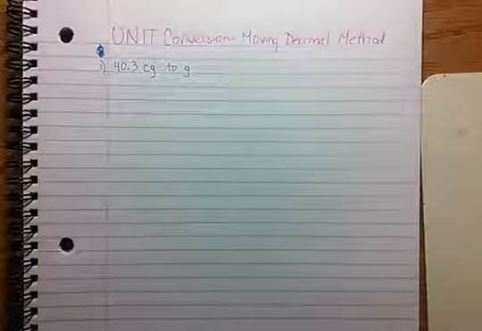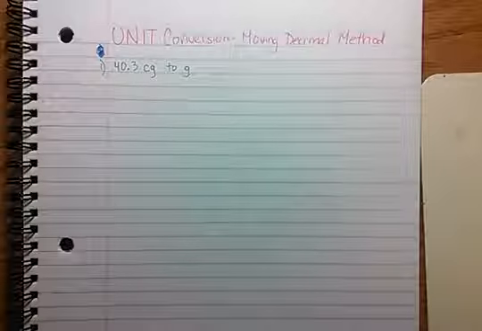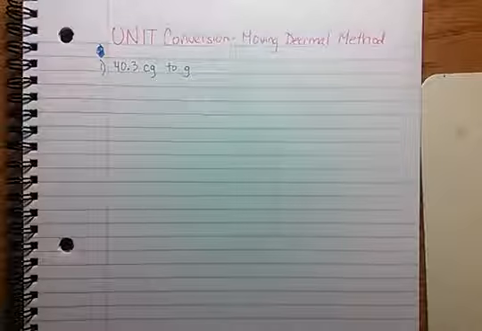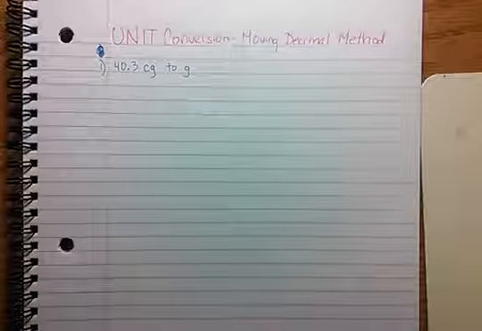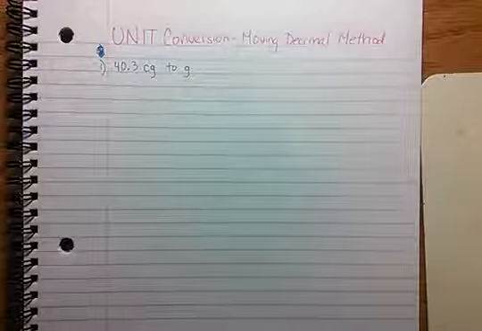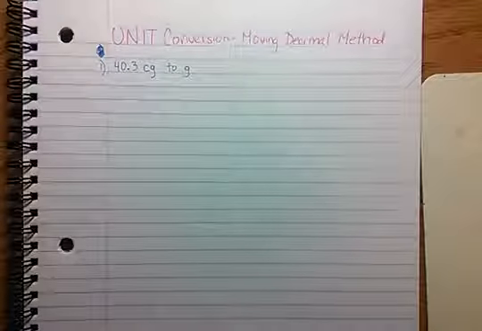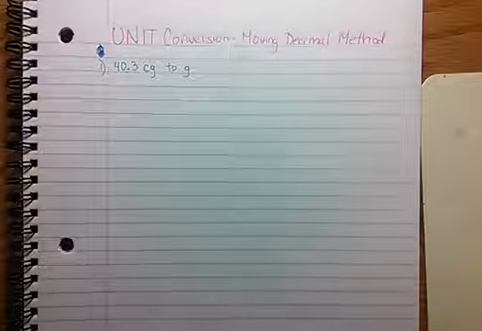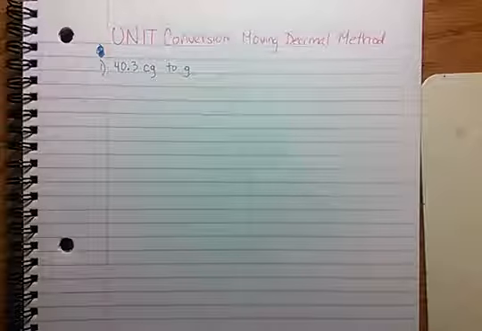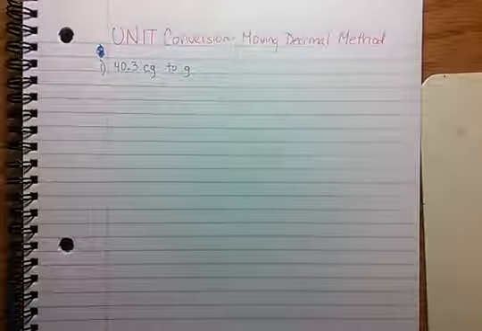In this video, we're going to learn how to convert metric units, and this method is moving the decimal over. Our first problem, we want to convert 40.3 cg to g. So you should have your metric prefixes memorized by now, but let's just go over that real quick. C stands for centi, which means 1/100th. So in this method, we want to use that mnemonic device that I taught you.